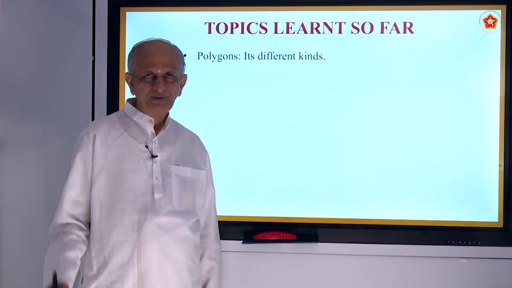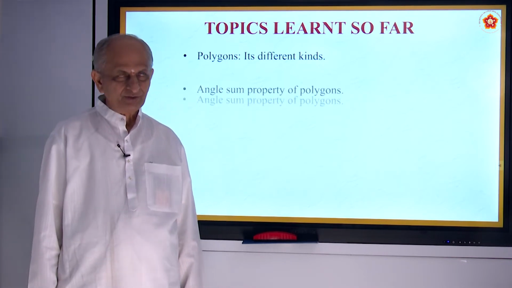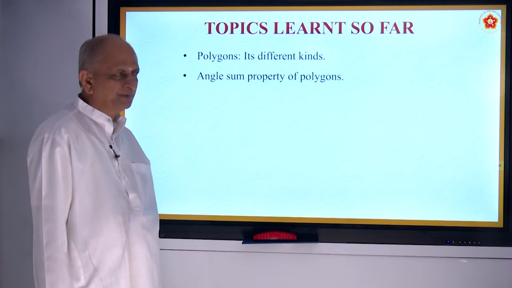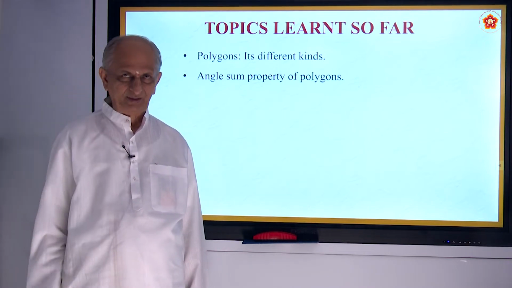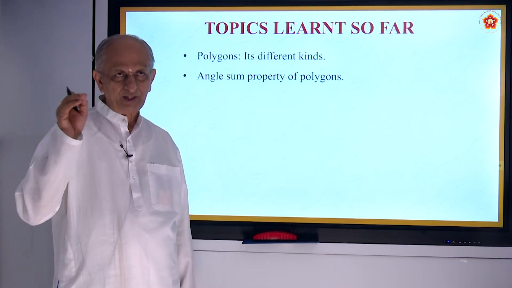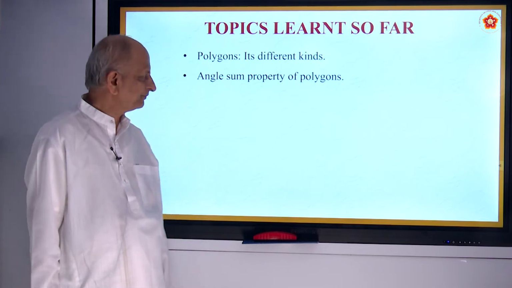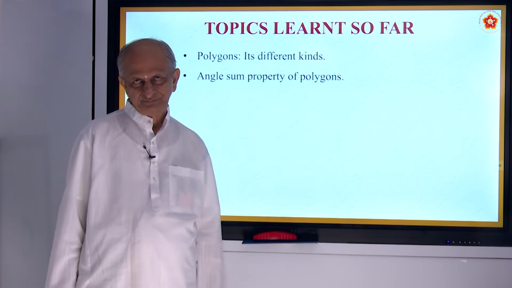Also, you have heard about convex polygon and concave polygon, correct? A convex polygon is one in which all the diagonals will be inside the polygon. A concave polygon is one in which 1 or 2 diagonals will be outside the polygon. Also, we have seen the angle sum property of polygons.